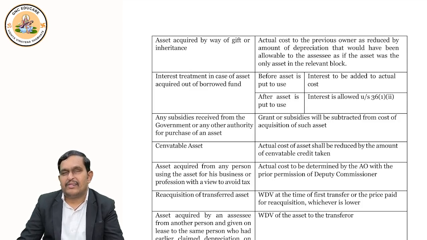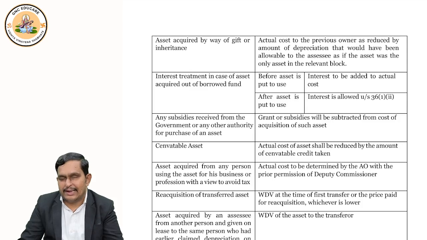Now, suppose there is a Cenvatable concept. Today, of course, excise duty is not there in many cases, but in some cases it is still relevant, so we are discussing it. If there is a Cenvat credit, then on purchase of any plant and machinery, some Cenvat credit is available. Now, that credit we can use for further payment. In that case, that Cenvat credit should be deducted from the cost of the asset. Or I can talk in the present context.